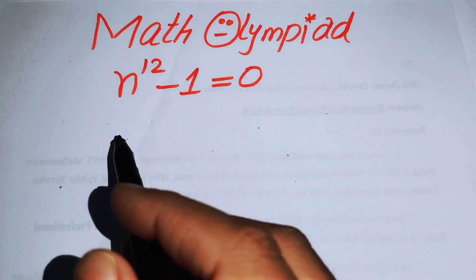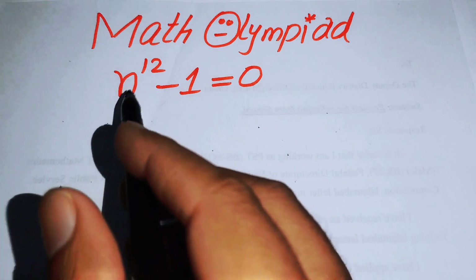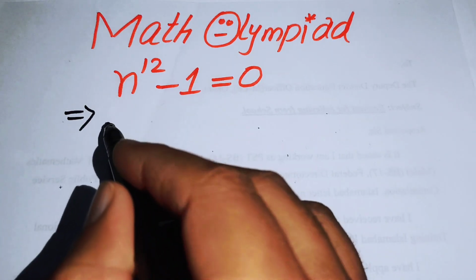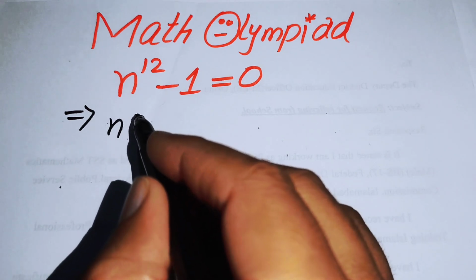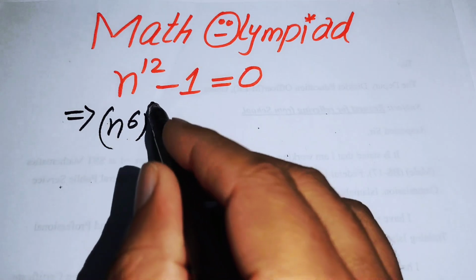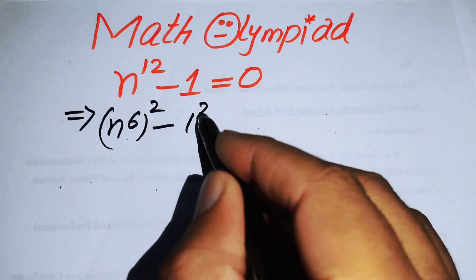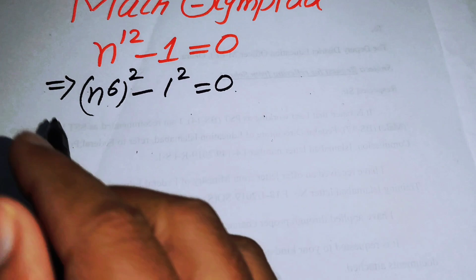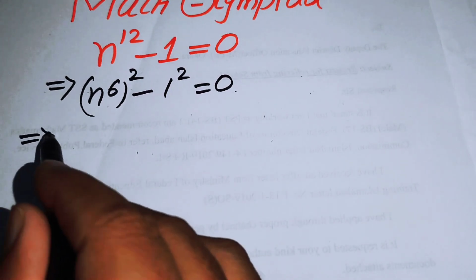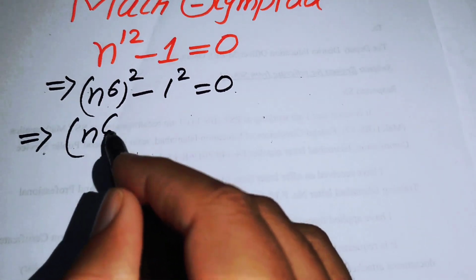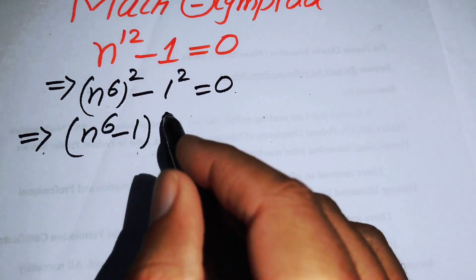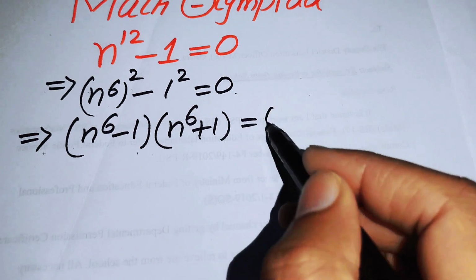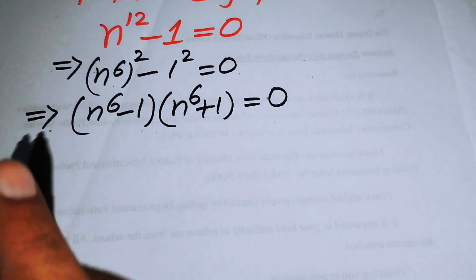So the very first thing we are going to do is write this equation as n to the power of 6, whole squared, minus 1 squared equals 0. Here we need to use the nice square identity, and you know that it equals n to the power of 6 minus 1 into n to the power of 6 plus 1, and this whole equals 0. So here we have two cases.